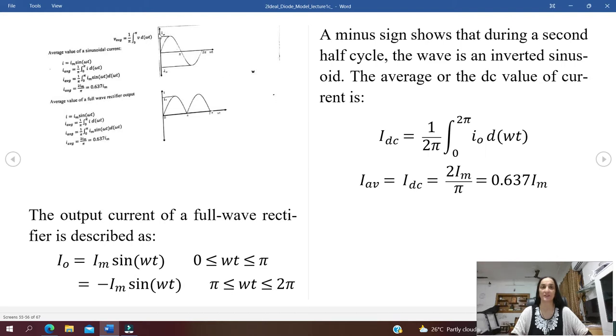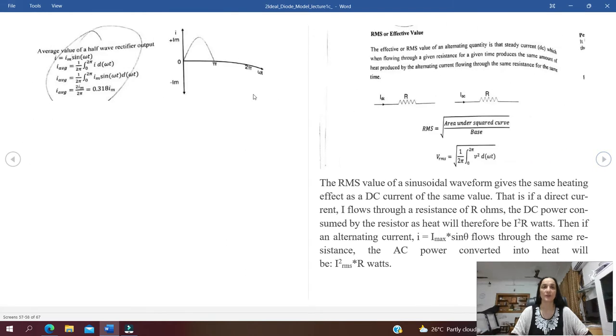This is sinusoidal current. Now, average value of a full wave rectifier output. This is a full wave rectifier output. We are having positive currents in both the half cycles. Its average value is twice Im by pi. Now, average value of a half wave rectifier output. We are having output current only for half cycle, positive half cycle of the input. Its value is Im by pi.